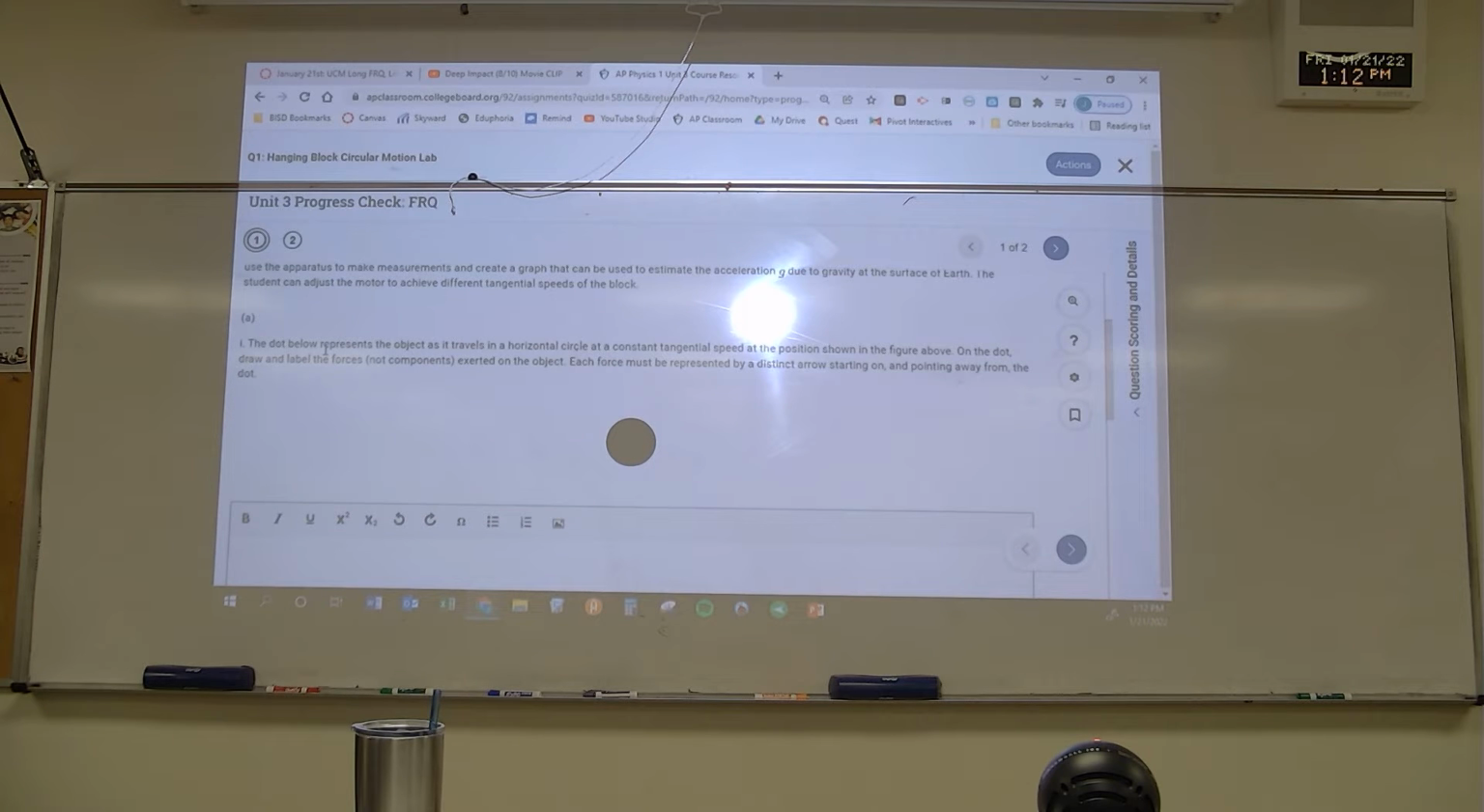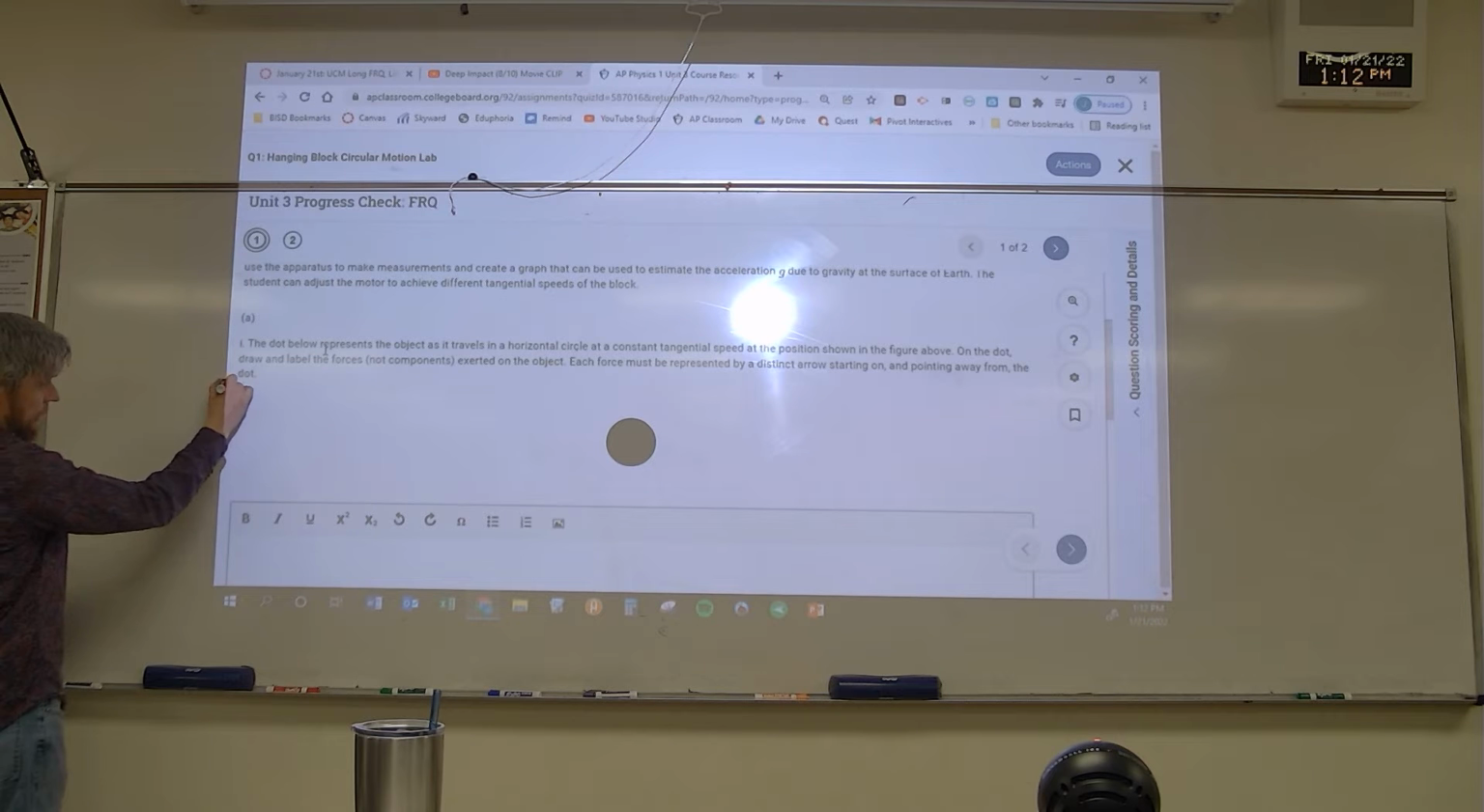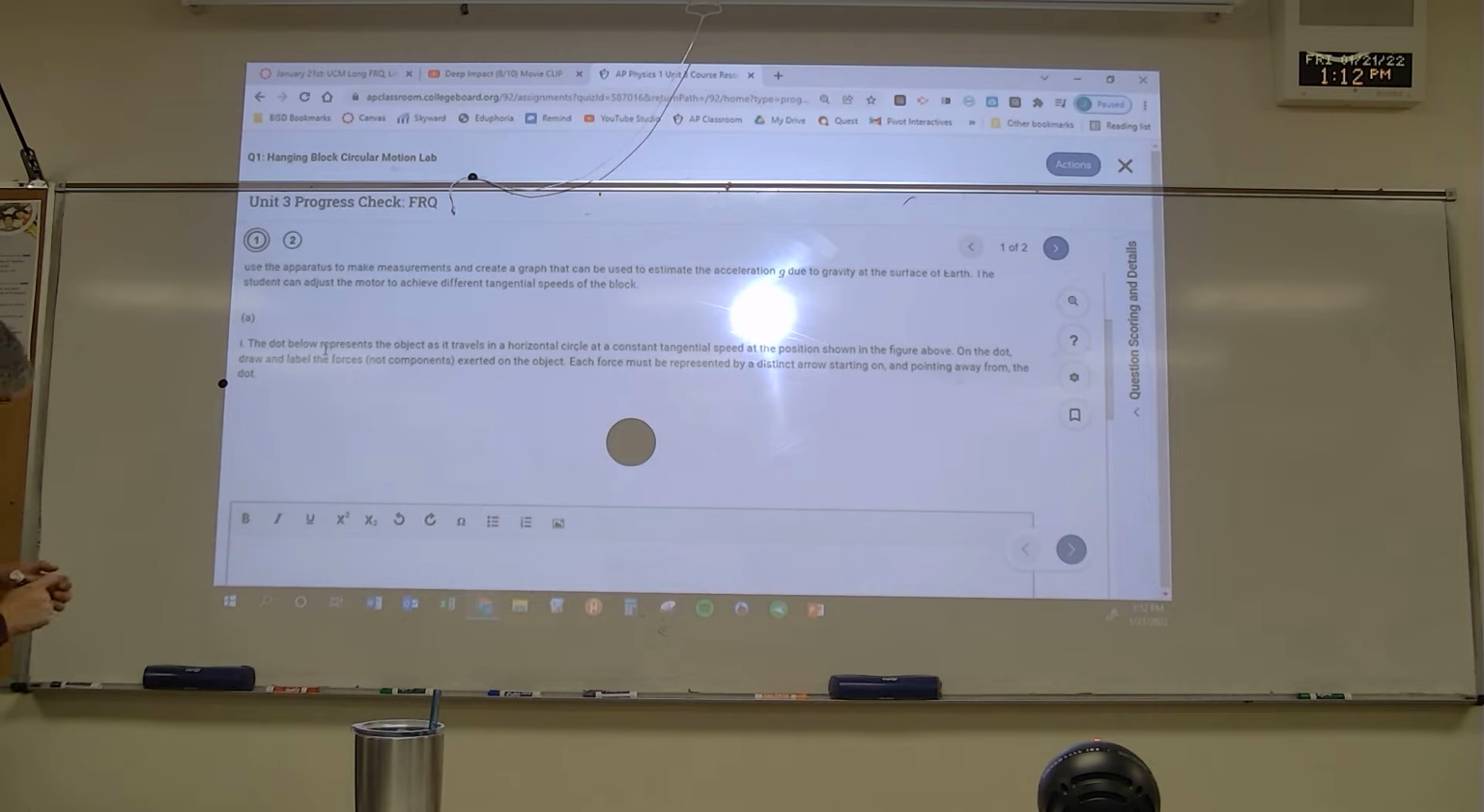So, number A I, the dot below represents the object as it travels in a horizontal circle at a constant tangential speed at the position shown in the figure above. On the dot, draw and label the forces, not components, exerted on the object. Each force must be represented by a distinct arrow starting on and pointing away from the dot. This means draw a free body diagram. I'm going to do mine over here.